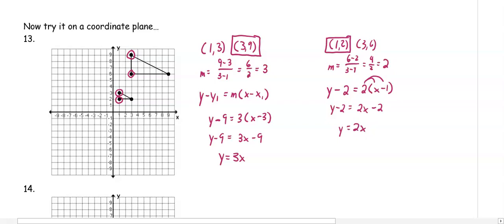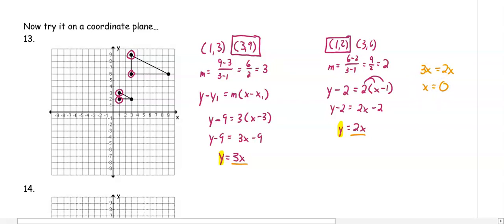So if I have both of those equations, and they are both equal to y, we can take the 3x and the 2x and set them equal to solve for x. So 3x equals 2x. I can subtract 2x from both sides, so x equals 0.